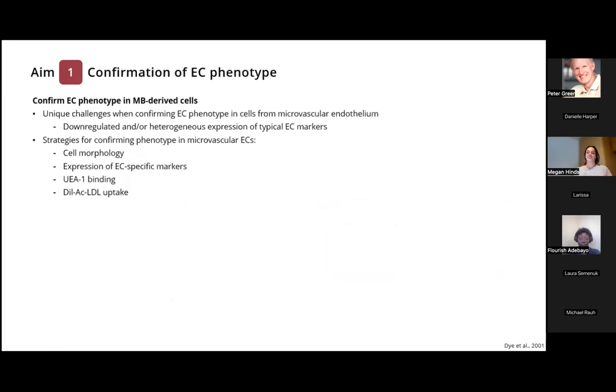And now the next step will be to confirm endothelial cell phenotype in these cells. Again, this presents its own set of challenges because endothelial cells isolated from different vascular beds display different phenotypes, and the lack of a specific marker may not necessarily mean that they are not endothelial. So there's a multiple step approach to phenotyping these cells because of that.